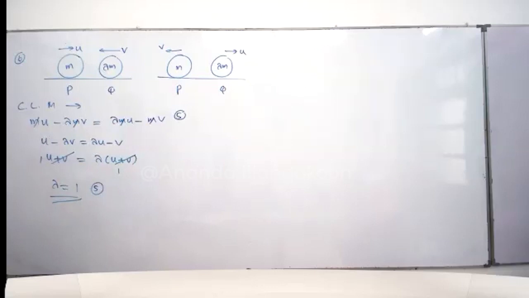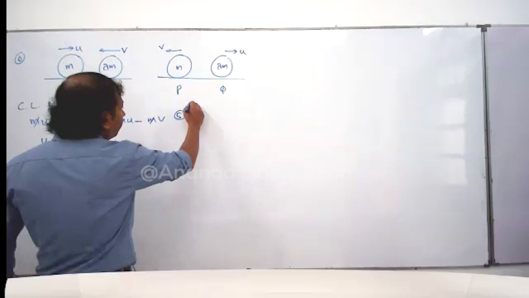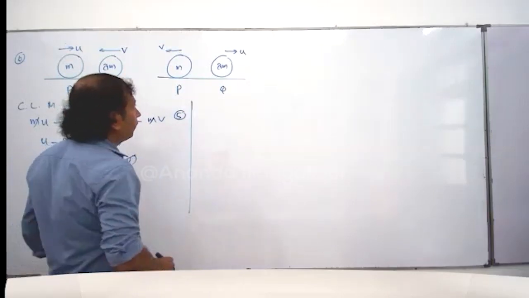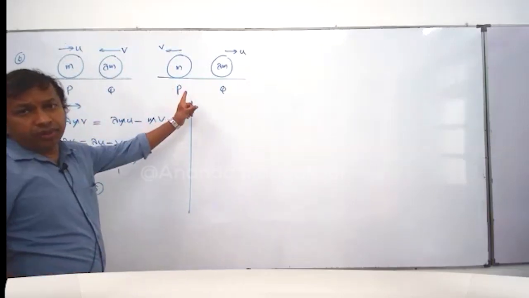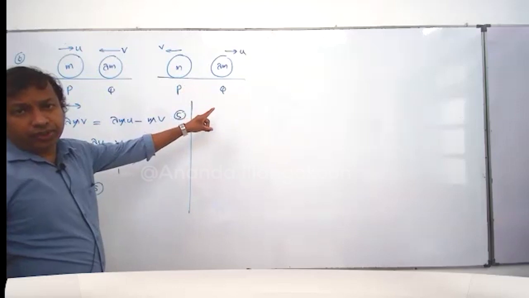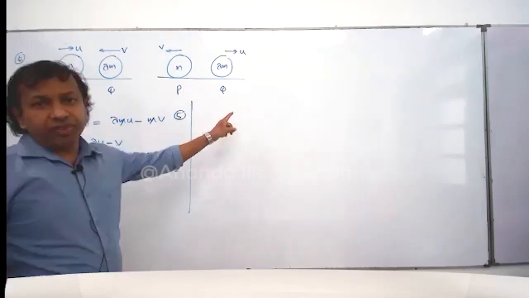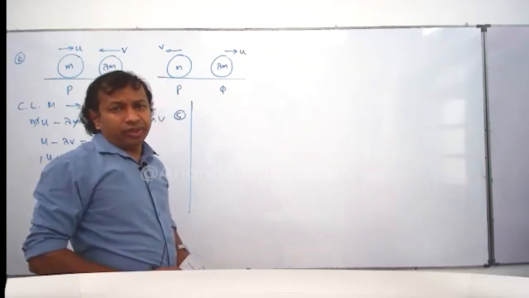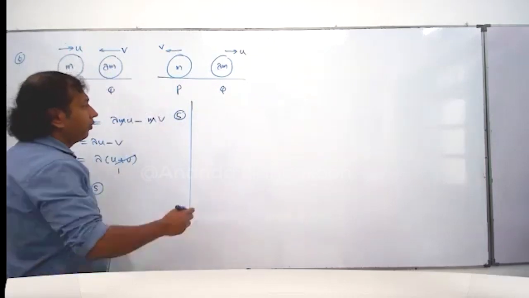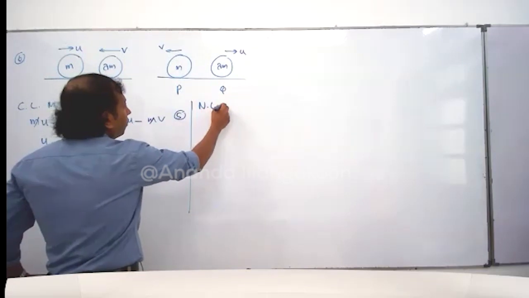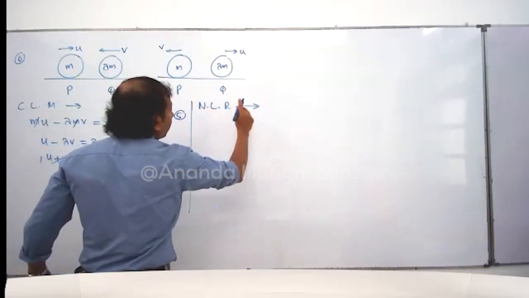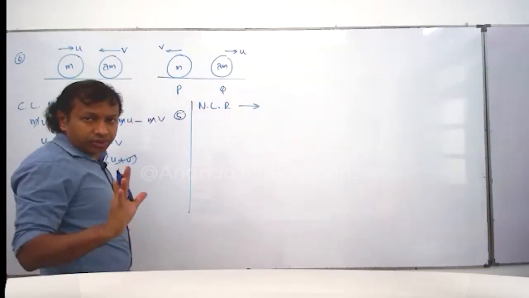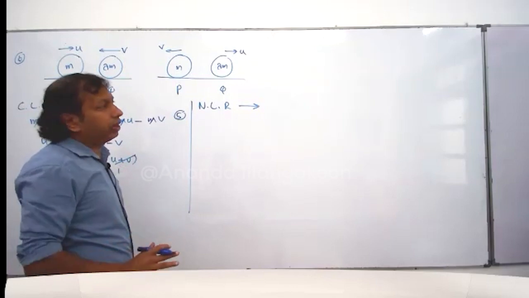Now we have to apply Newton's law of restitution. We know this, right? After the impact, relative velocity is equal to minus e times the relative velocity before the impact. We apply Newton's law of restitution rightward. After impact, stop any object you like.